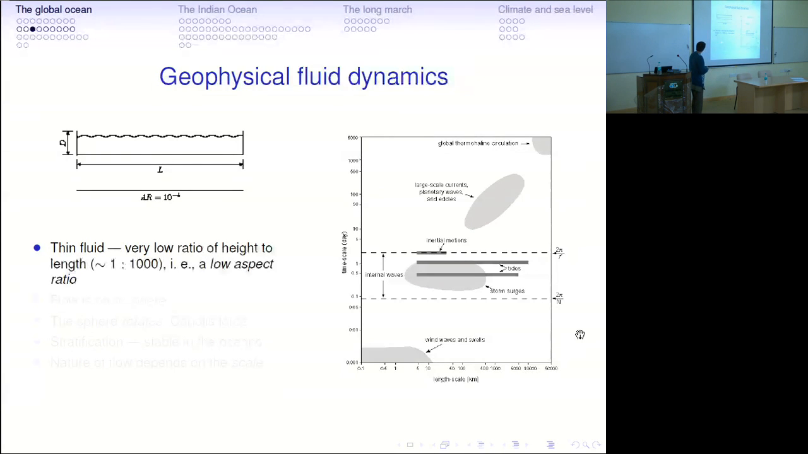So it's a very thin fluid that we're talking about. Very low ratio of height to length, roughly 1 to 1,000. So it's a very low aspect ratio. This has to be kept in mind when we study geophysical fluid flows. It doesn't stop there. It's on a sphere, and if you are looking at the Pacific, you can't ignore it. It's half the globe, so you can't assume that it's flat.